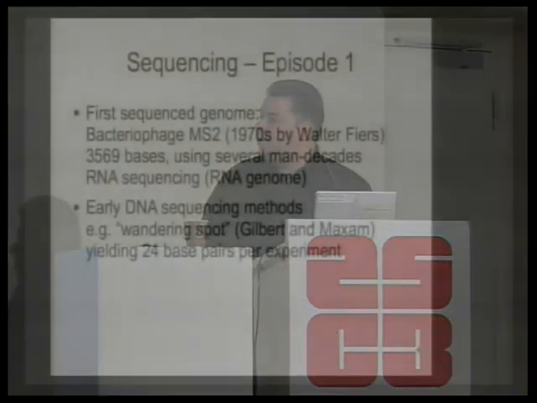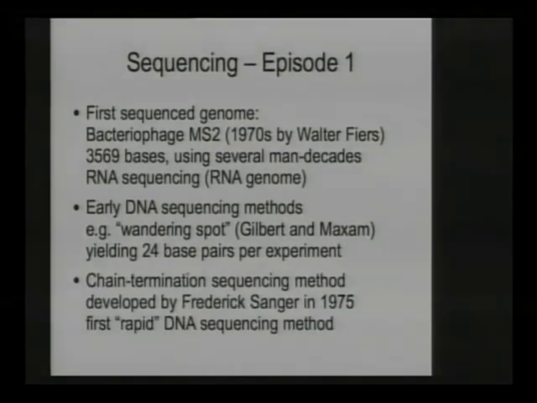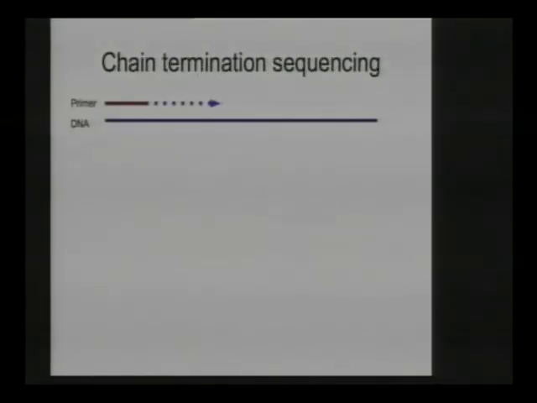Then people started developing DNA sequencing methods, and one of these was a wandering spot method, which yielded 24 bases per experiment, which involved quite a few people working on it. And then finally, in 1975, Frederick Sanger, who actually got not one but two Nobel Prizes in his life, invented a method called chain termination sequencing, which quickly became the most used method because it actually yields some tangible results.